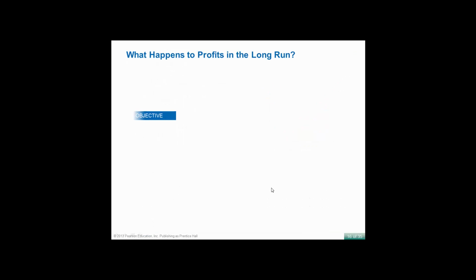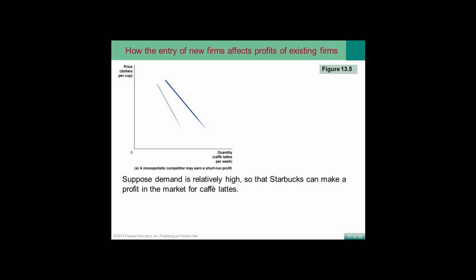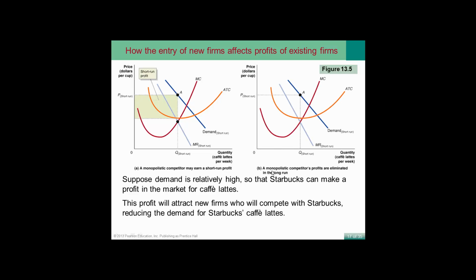So what happens to profits in the long run? Let's analyze the situation of a monopolistically competitive firm in the long run. Suppose demand is relatively high, so Starbucks can make profit in the market for cafe lattes. Short run, profit making. The profit will attract new firms, so a whole bunch of firms will enter the market, which will reduce the demand for Starbucks cafe latte.